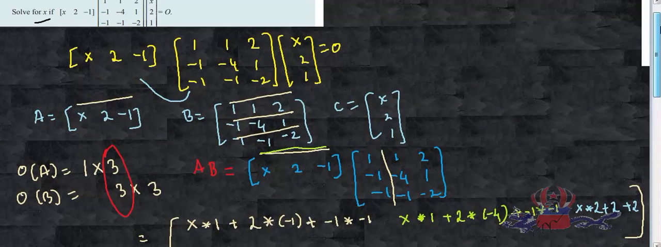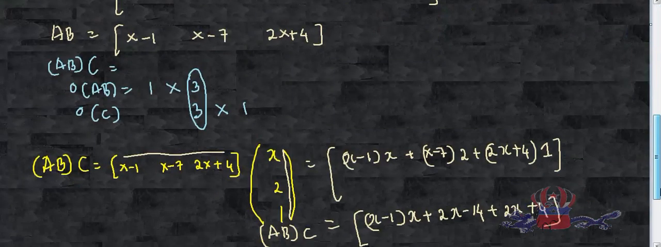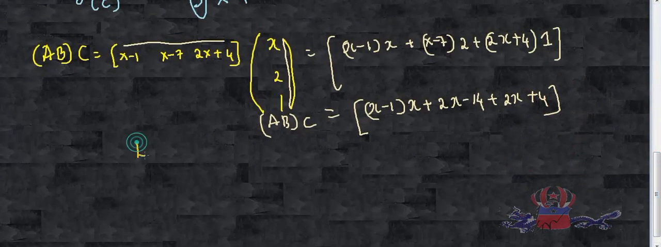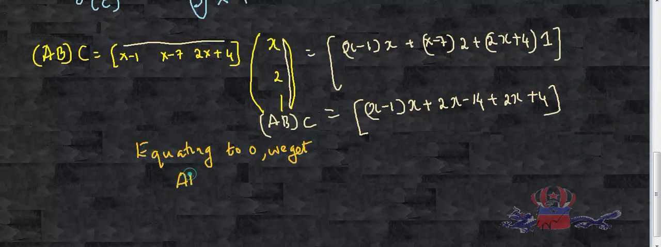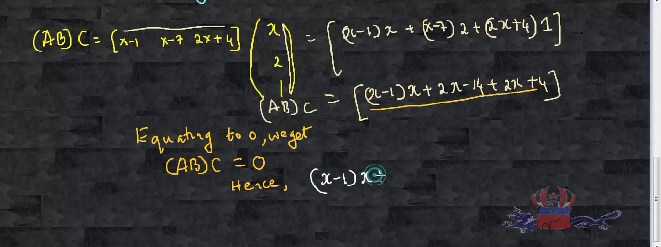But if you see the original question, it says that the product of all these matrices is equated to 0. So you state that line explicitly, equating to 0, we get. So that means you are multiplying AB with C and equating it to 0. So that there is an equation there. And next, write the word hence. Hence we get, or you can just say hence. You have to equate this entire expression to 0. So that would be x negative 1 multiplied with x positive 2x negative 14 positive 2x positive 4 is equal to 0.